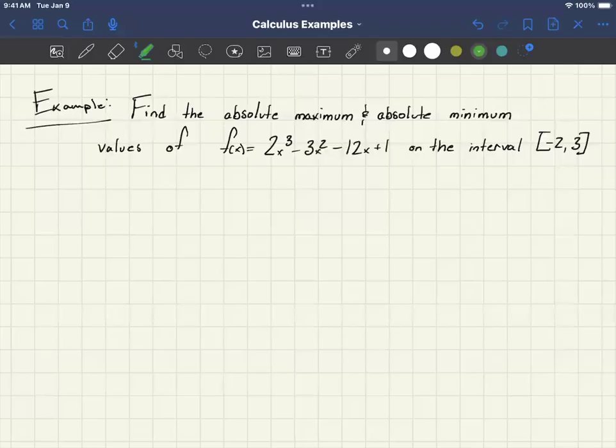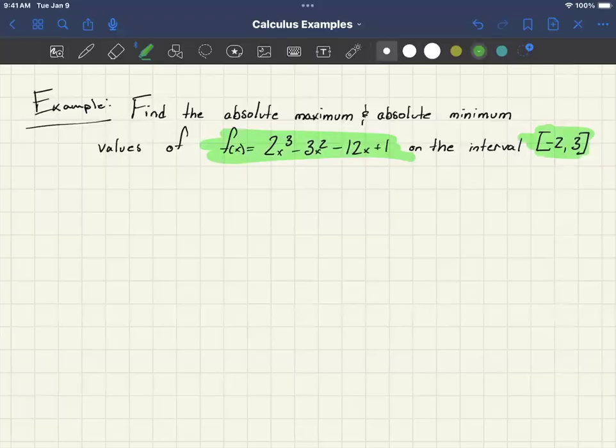Hi, and welcome to Calculus Examples. Today we're going to look at a problem where we're finding the absolute maximum and absolute minimum values of this function, 2x cubed minus 3x squared minus 12x plus 1, on the interval -2 to 3, inclusive of those endpoints.